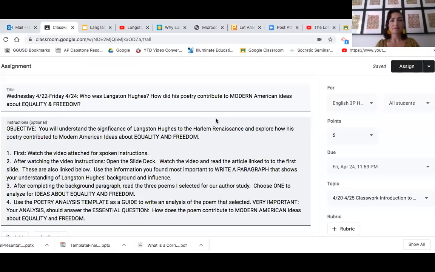Our objective is to understand the significance of our author to the Harlem Renaissance and also to notice within his poetry how he conveyed his ideas. I'm going to be sharing my screen and giving you a little bit of instructions, and we're going to go through the materials together. So our essential question today, again, is who was Langston Hughes and how did his poetry contribute to modern American ideas about equality and freedom? Your objective is that you will understand the significance of Langston Hughes.